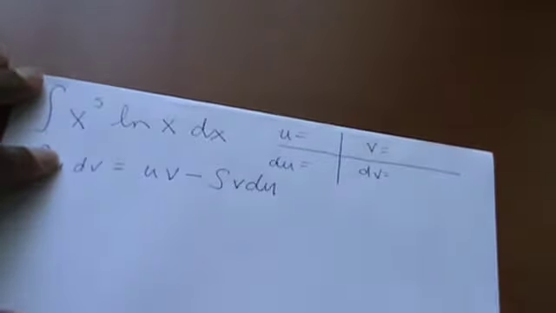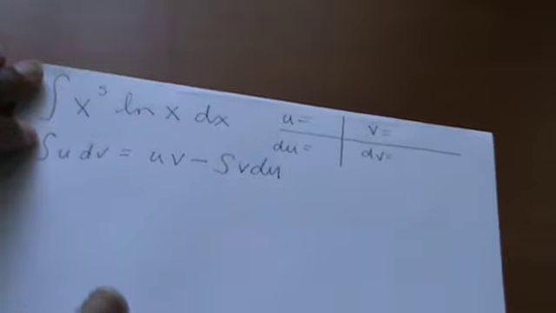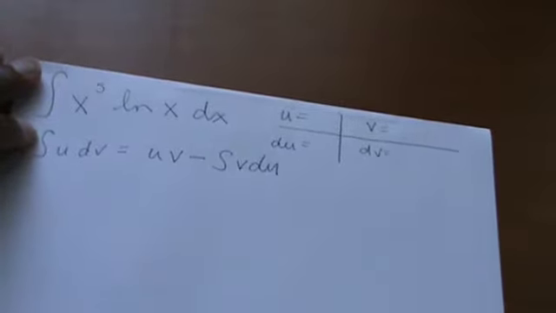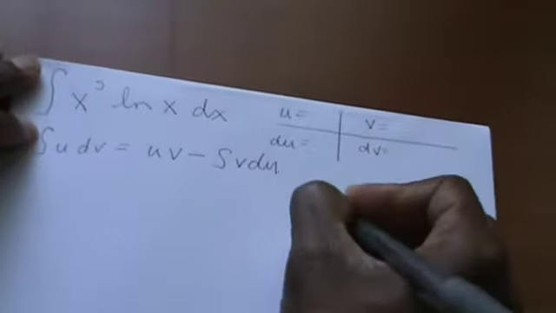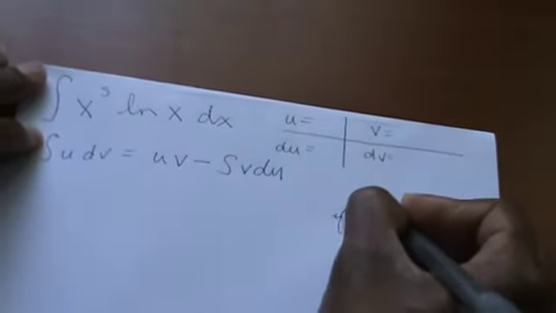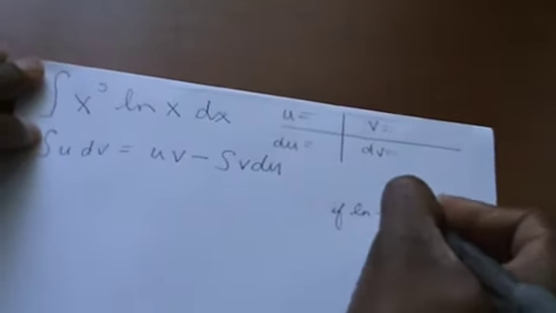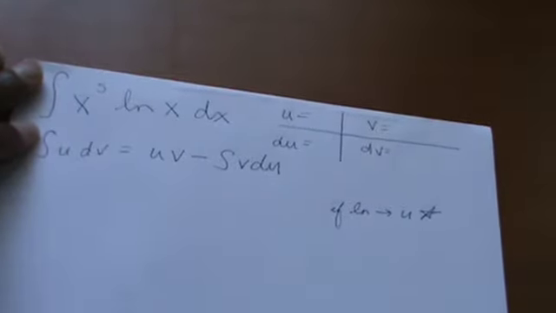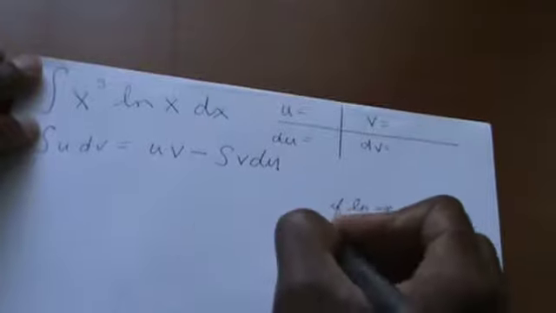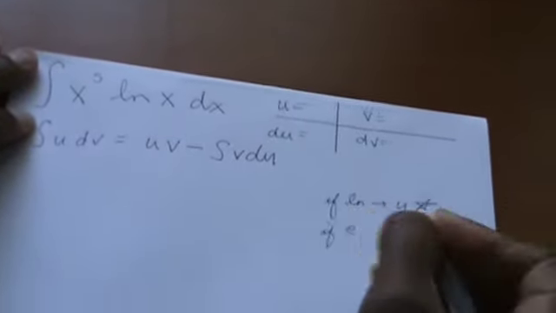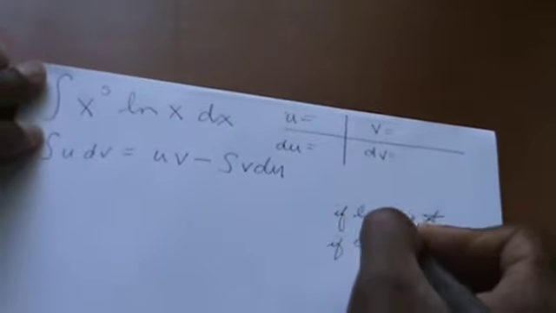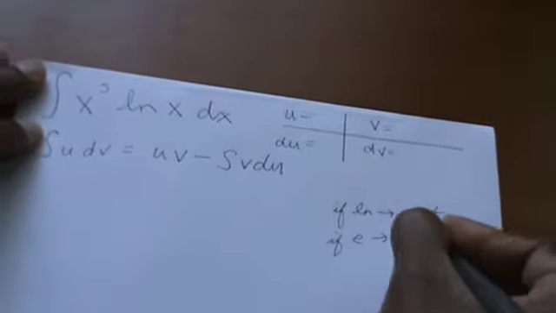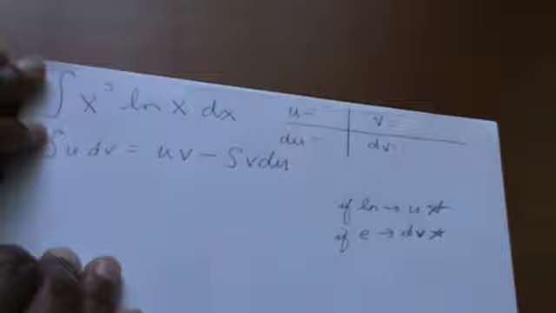Alright, I'm going to give you a suggestion that you should find helpful. General rule of thumb: if you have a natural log, then that is u. If ln, that's your u. Nine times out of 10, that's going to be the case in this particular class. If e to the x dx, that's going to be your dv. Please make note of these suggestions.